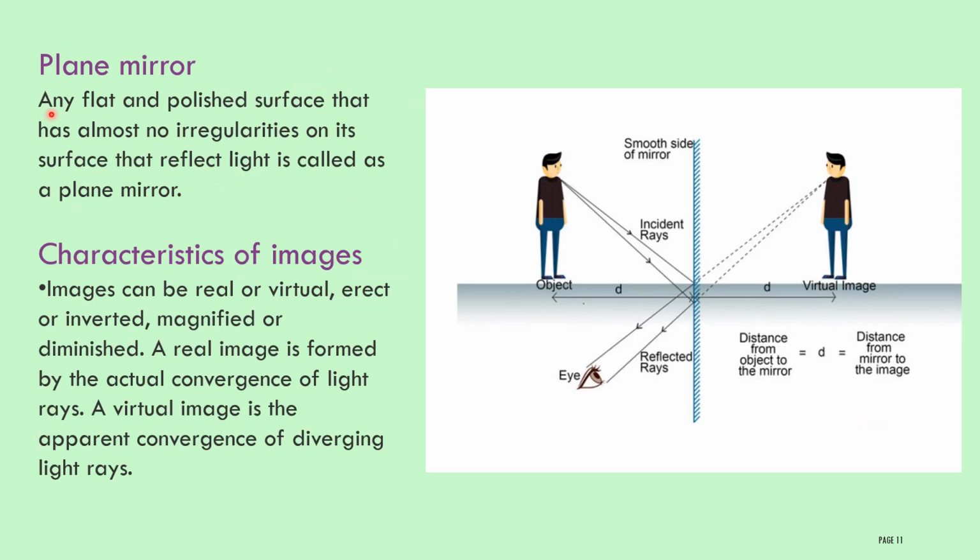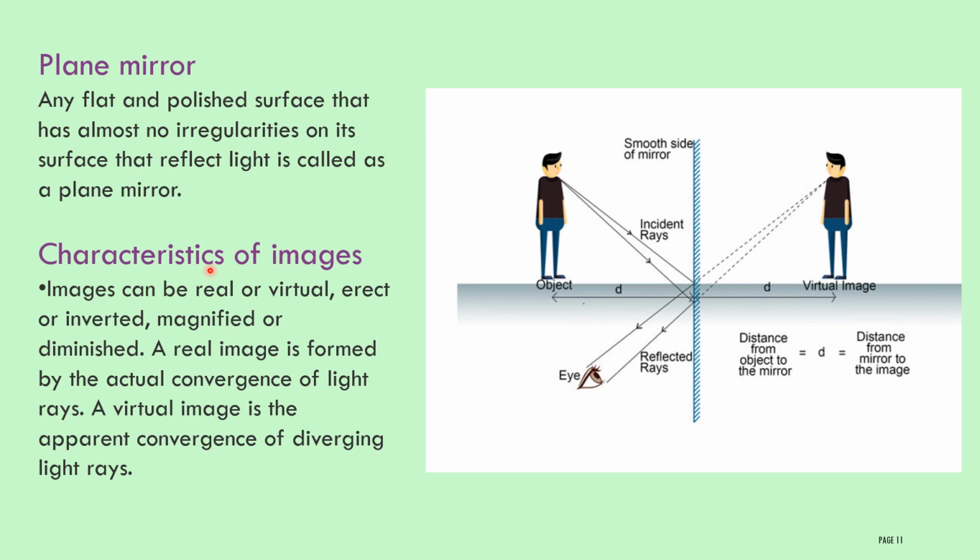Plane mirror: any flat and polished surface that has almost no irregularities on its surface to reflect light is called a plane mirror. Consider this an example of a plane mirror. A plane mirror has a flat and polished surface, and it does not have any irregularities on the surface. The reflection will take place on the smooth surface. That type of mirror we will call a plane mirror.